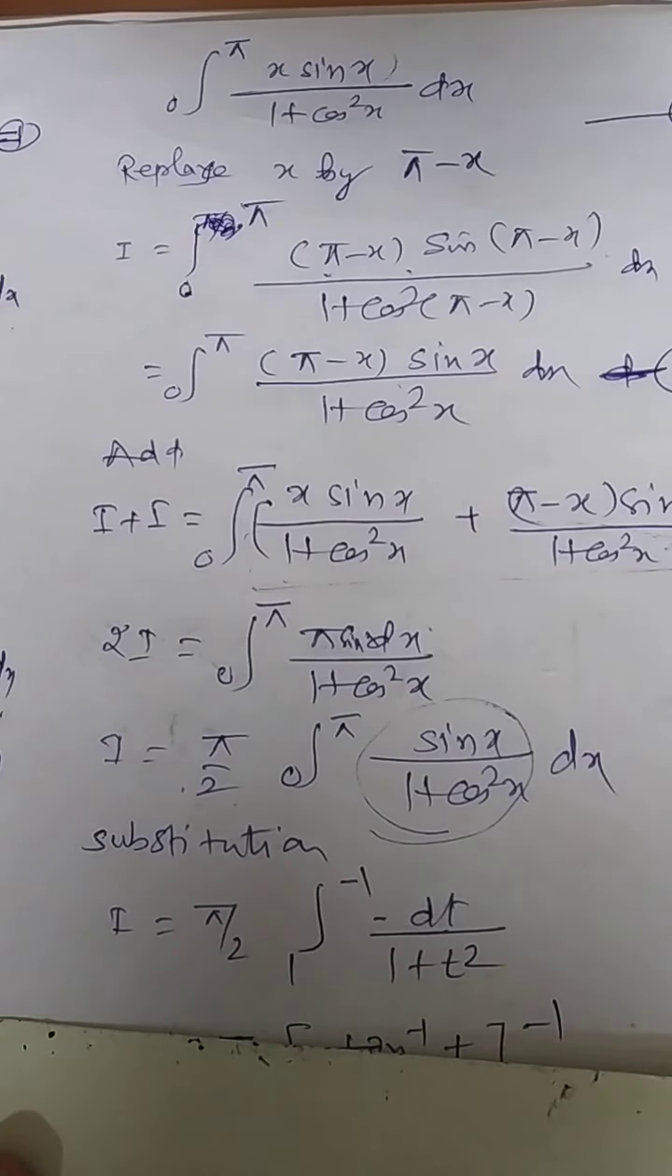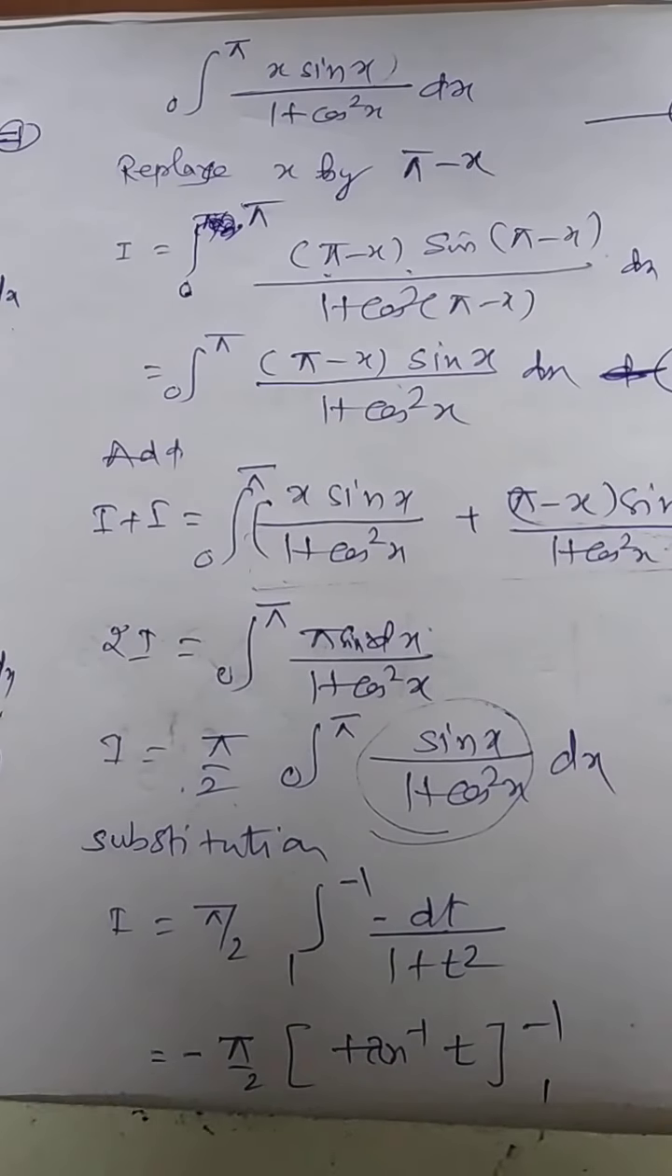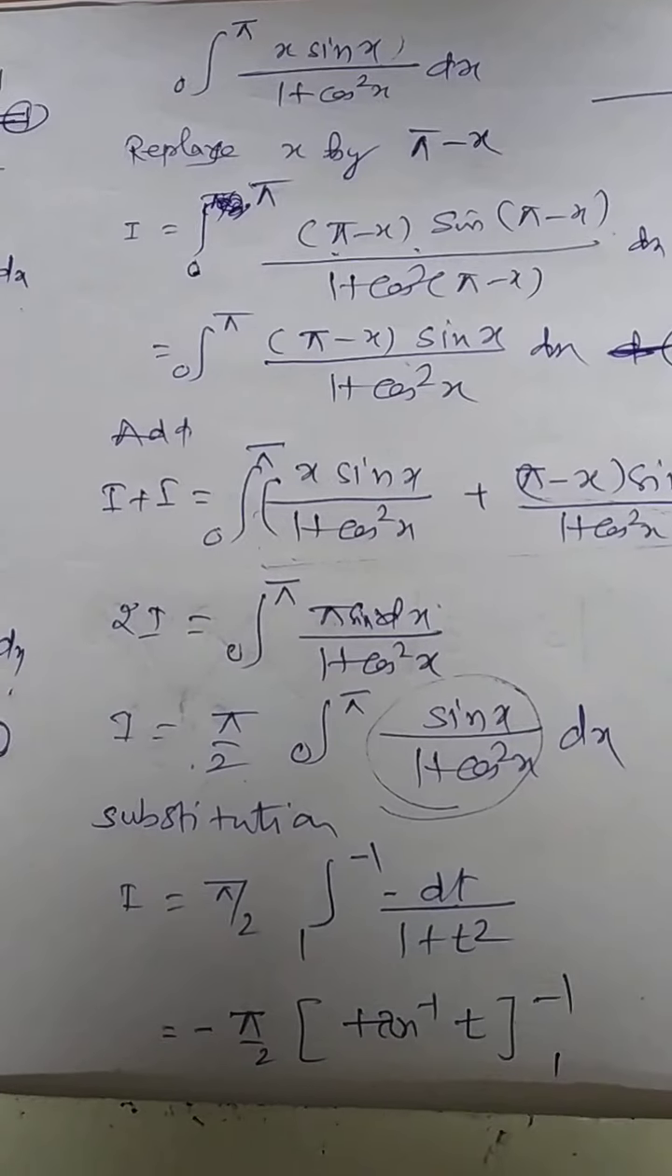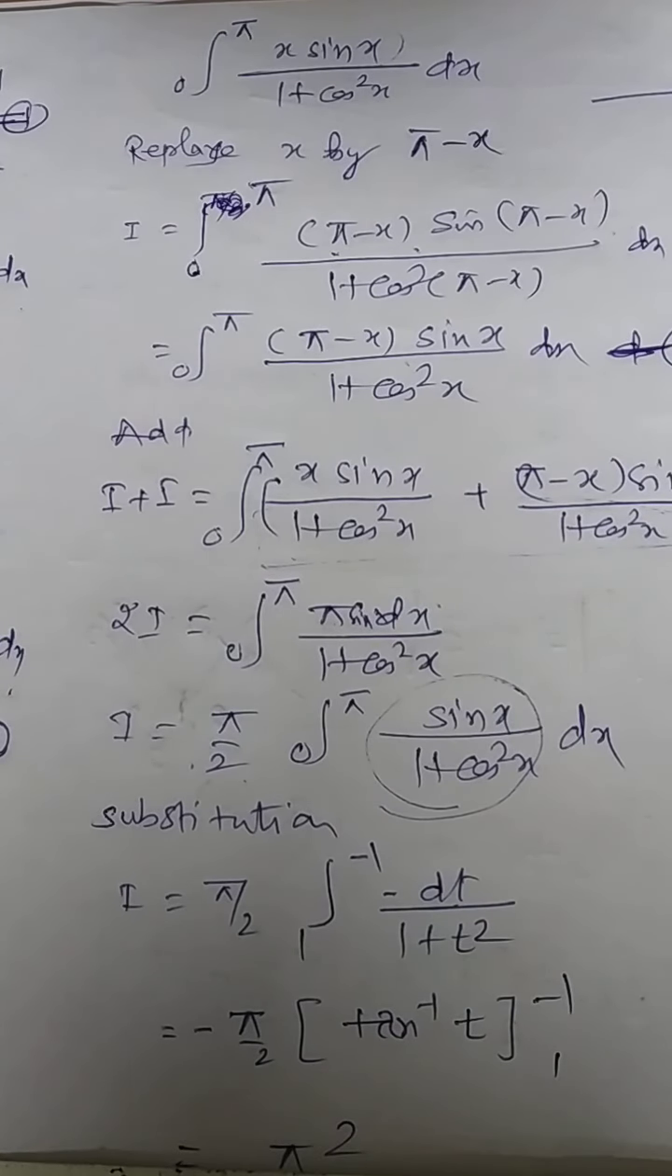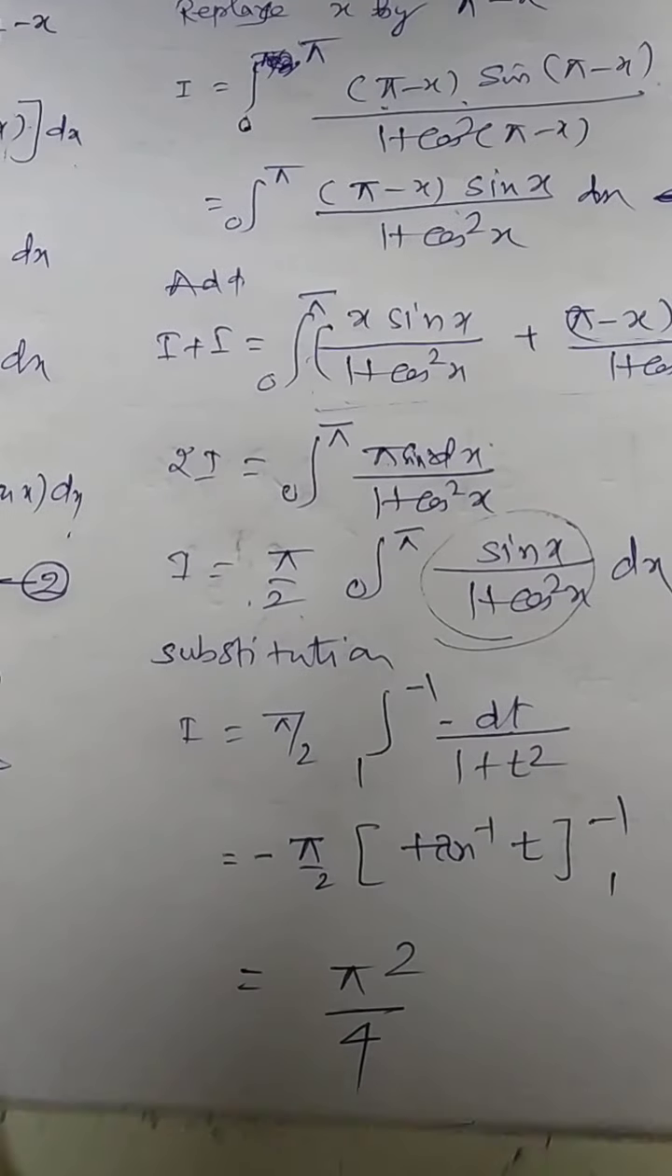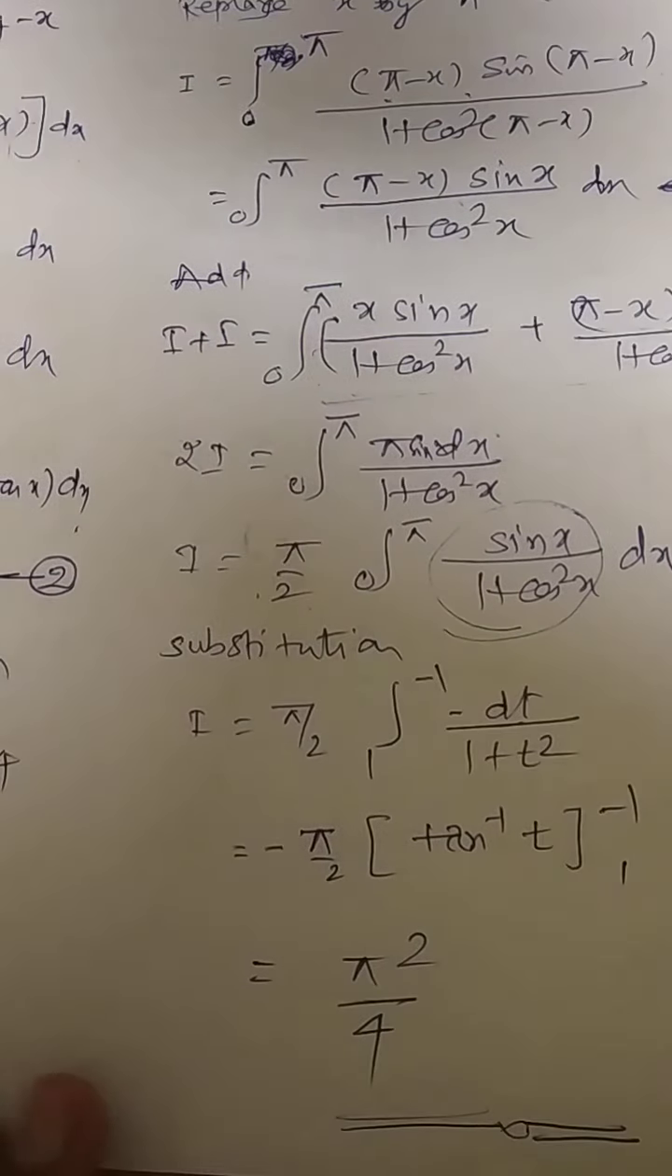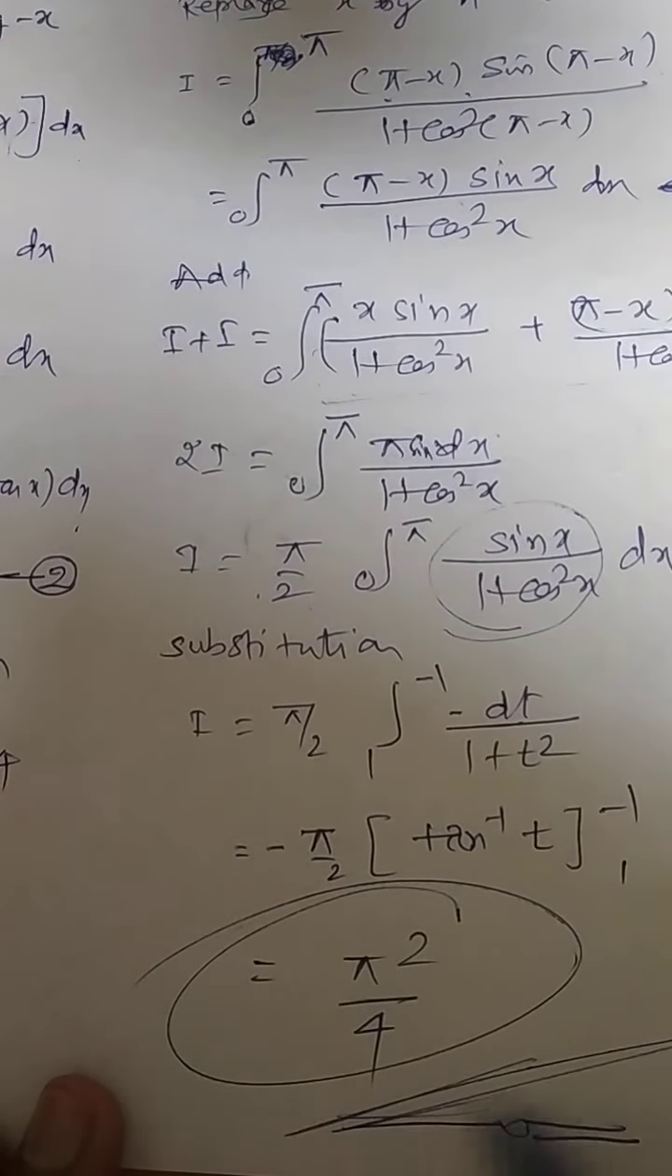Cos x is equal to t. Method of substitution, 1 plus t square, minus dt. Cos 0 is 1 and cos of pi is minus 1. Simplify and you will see that you will get the answer as pi by 4.